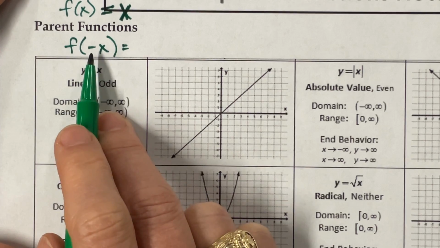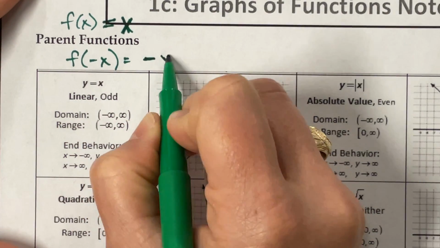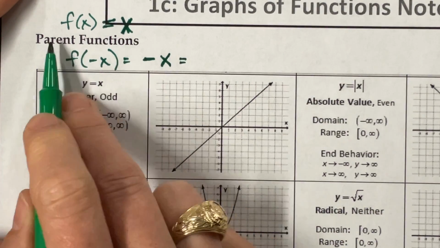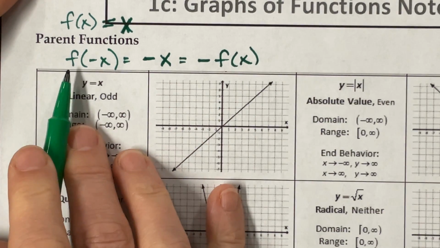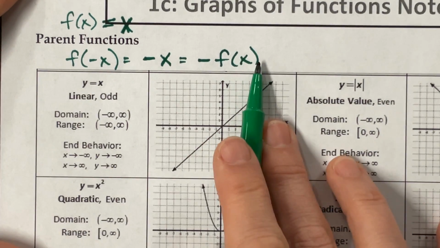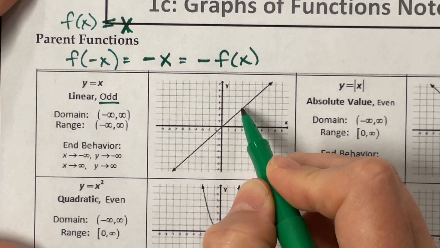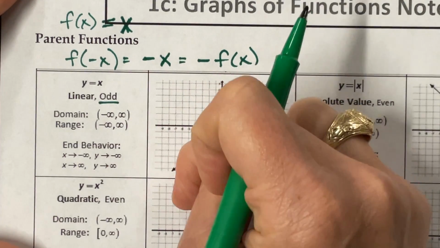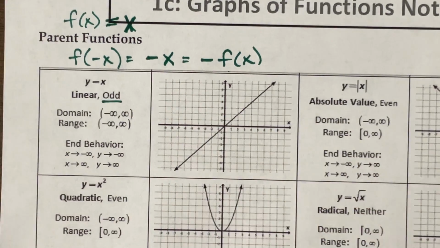So f of negative x, we talked about how to find out if a function's even or odd. Well, I would just plug in negative x where I saw the x, and this is equal to, well, if x is f of x, this is just a negative f of x. And since we showed that f of negative x equals negative f of x, that tells us this type of function is odd, which means it has symmetry over the origin. Anything I have in quadrant 1 rotates down into quadrant 3. If it had been in quadrant 4, it would rotate to 2, but we don't have anything there.